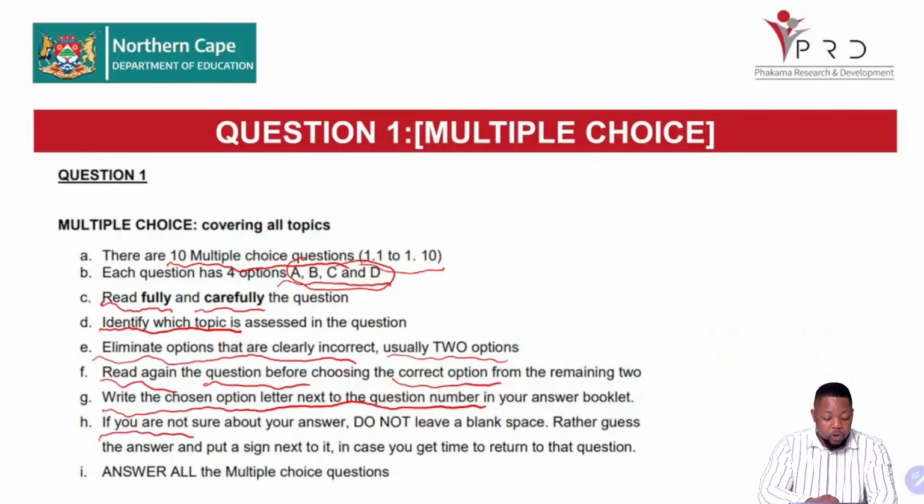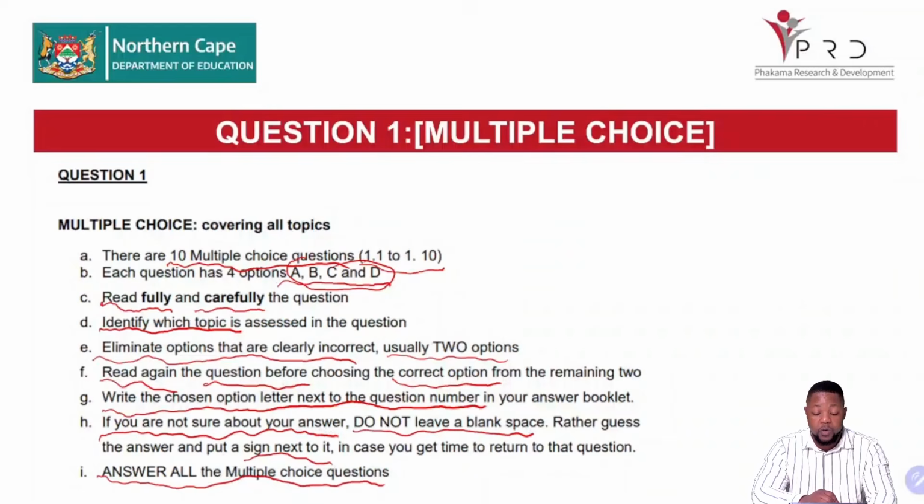If you are not sure about the answer, do not leave a blank space. Rather, guess the answer or put a sign next to it in case you get time to return to that question. We remind you, answer all the multiple choice questions. Now, some or most of your multiple choice questions might require you to use the data sheet for you to be able to answer. We are going to take you through all those steps of using the data sheet. As we have indicated earlier, the data sheet is a very important tool to help you pass the physical science paper.